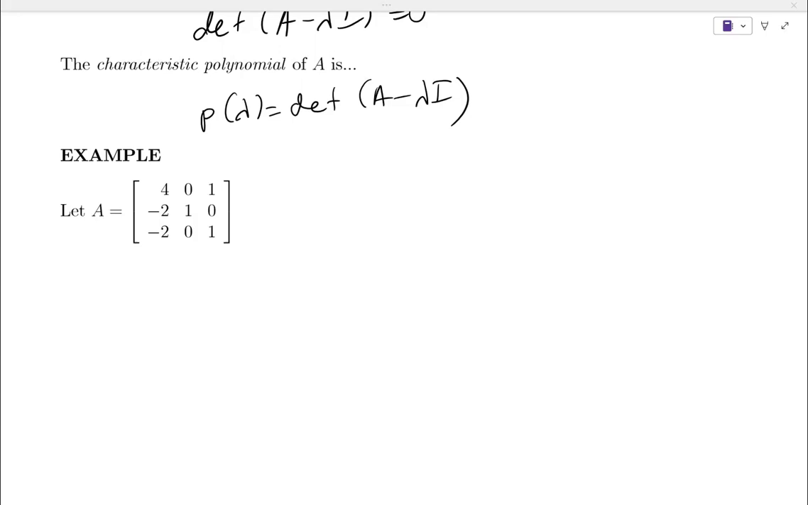All right, let's go ahead and continue our discussion of eigenvalues and eigenvectors, and we'll get into diagonalization today as well. And diagonalization will be the last topic that we talk about this semester, which is probably a good thing.